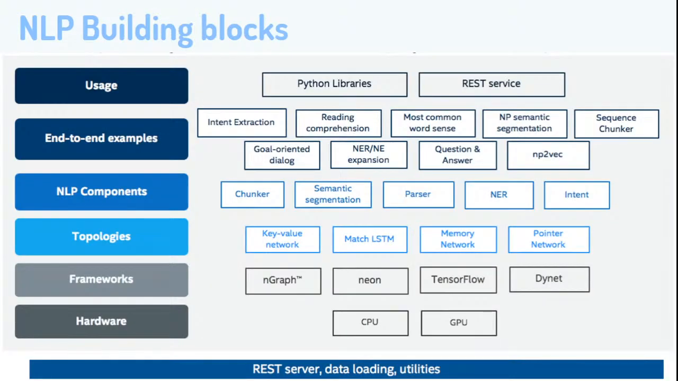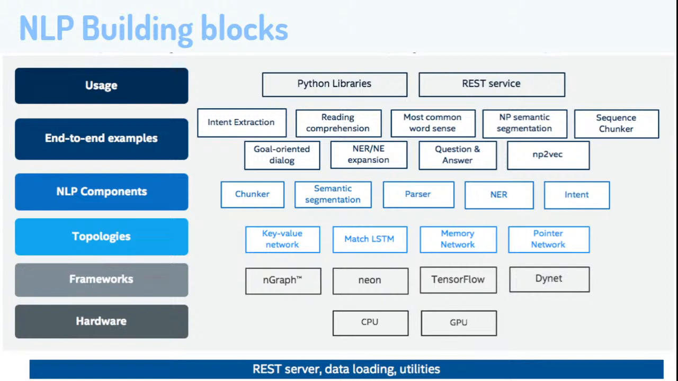And then this is the building block of NLP, how NLP is processing. There are hardware and frameworks. For frameworks, I think you know TensorFlow mostly, but nGraph, Neon and DyNet are also other frameworks. For hardware, CPU or GPU. I already told you that you can install Neon, nGraph, DyNet or TensorFlow for CPU or GPU, so you can use them based on your hardware.